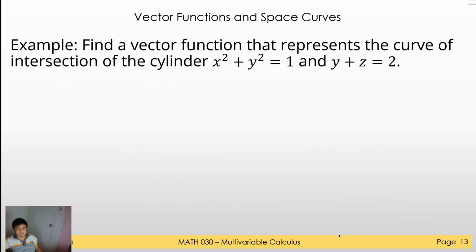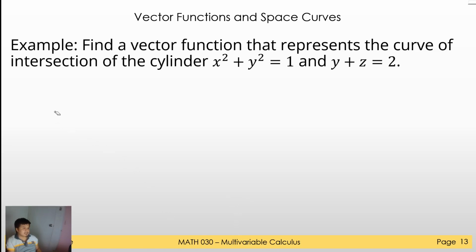Okay, so we have another example. Find the vector function that represents the curve of the intersection of the cylinder x squared plus y squared is equal to 1 and y plus z is equal to 2. So what are these two things? We have a given cylinder. And what is this? This is actually a plane, an equation of a plane. So we have an intersection of a cylinder and a plane.